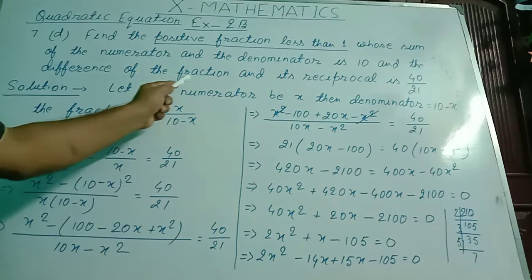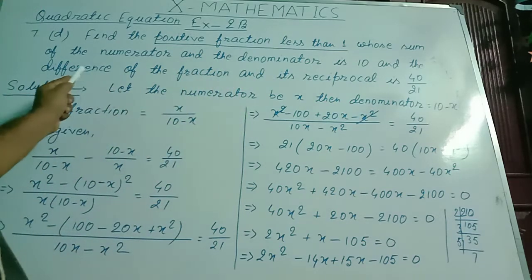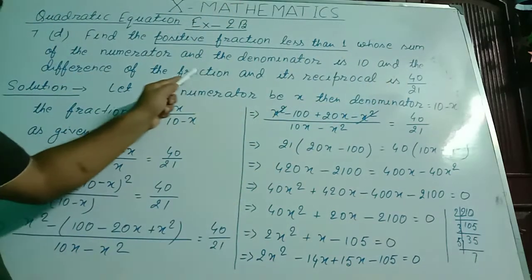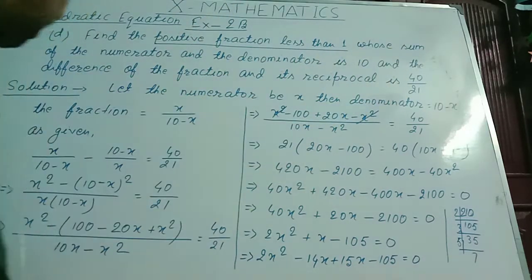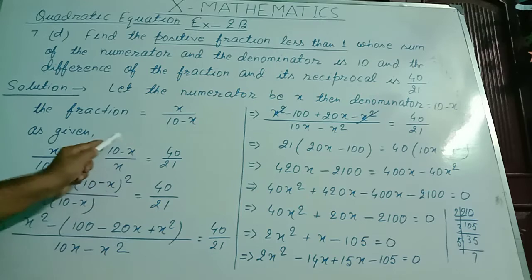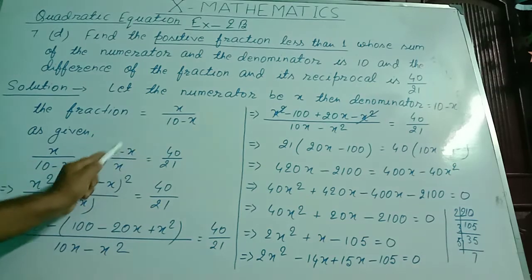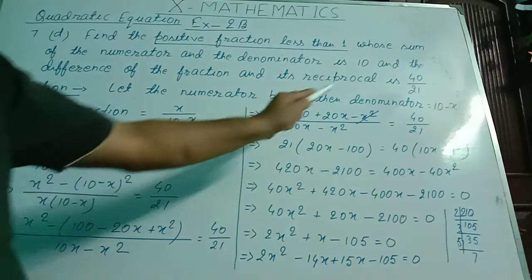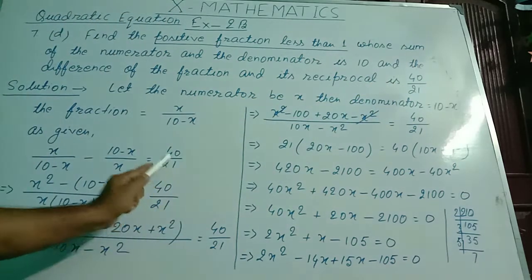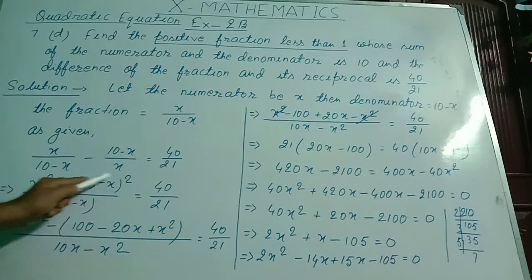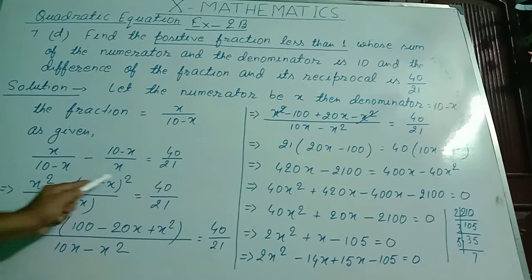And in this step, the difference of the fraction and its reciprocal. Difference means minus of the fraction and its reciprocal. This is the reciprocal of the fraction. The difference of the fraction and its reciprocal is 40 by 21. I wrote this equation. Then I will change this algebraic expression into the form of a quadratic equation.